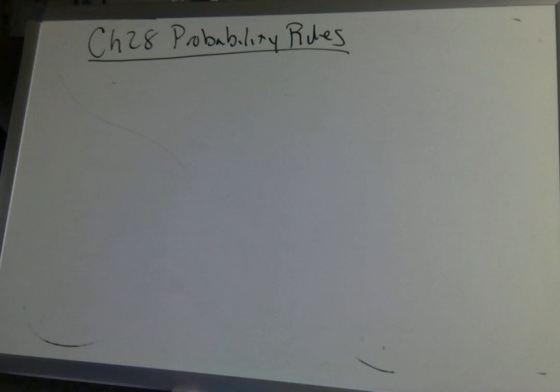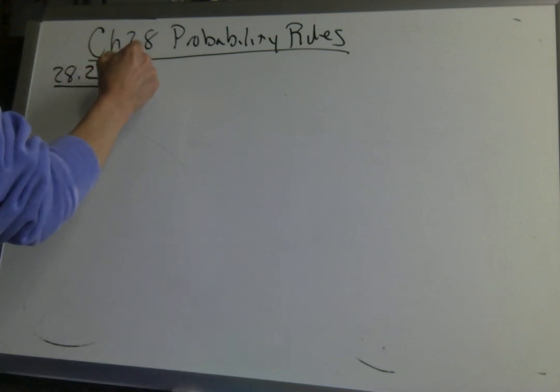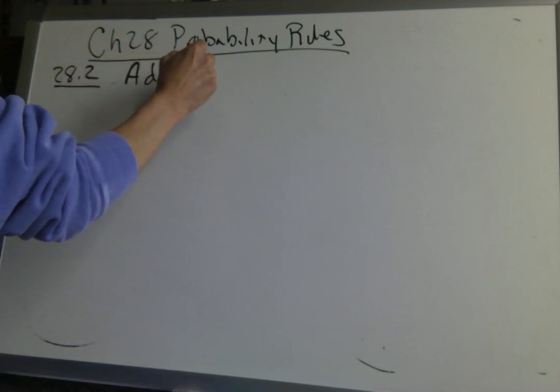Okay, so chapter 28, probability rules. Well, in chapter 28.2, we're going to cover the addition rule.